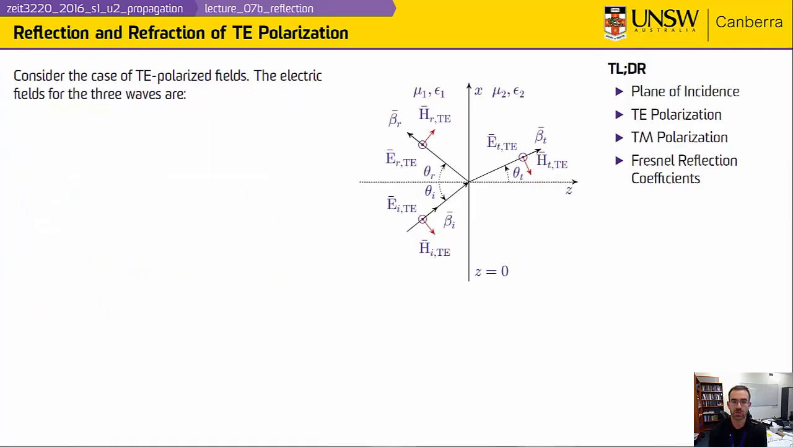Let's consider now the case of reflection and refraction for the transverse electric polarization. We've got three waves, an incident, reflected, and transmitted wave, and we can specify the fields in this way. We're stating that the incident fields are polarized in the y direction. We see that here. Propagating with wave number beta 1, and the direction is given by a component related to sine theta in the x direction and cosine theta in the z direction, and we can check that.